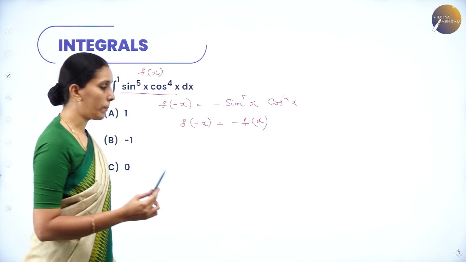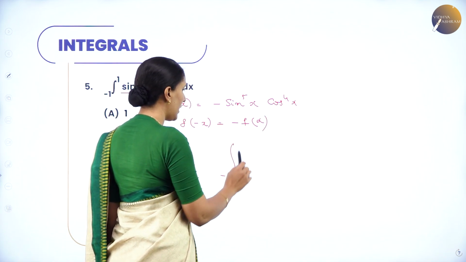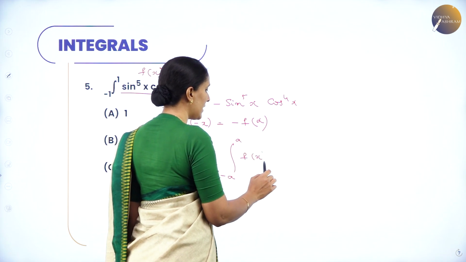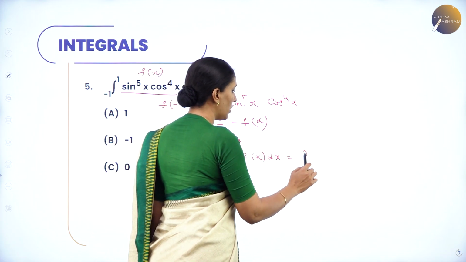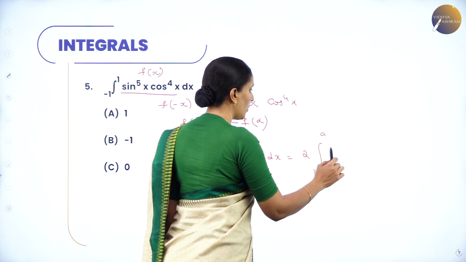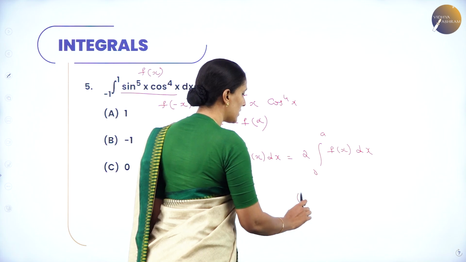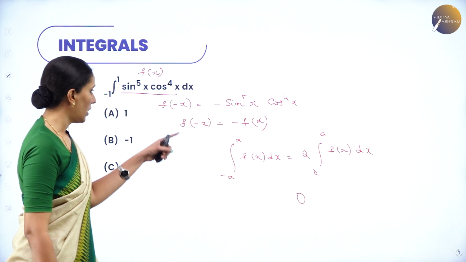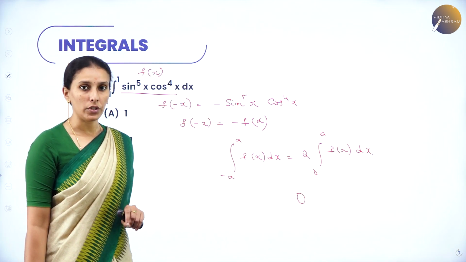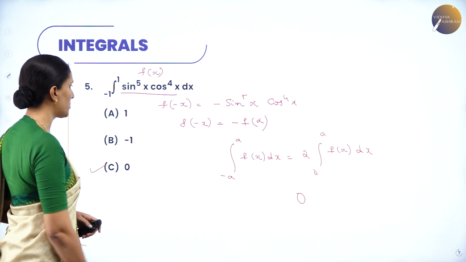We know that from the property of the integral that integral from minus a to a f of x dx will be equal to 2 times integral 0 to a f of x dx if it is an even function, and 0 if it is an odd function. Now here this is an odd function. So therefore the correct option is option C.